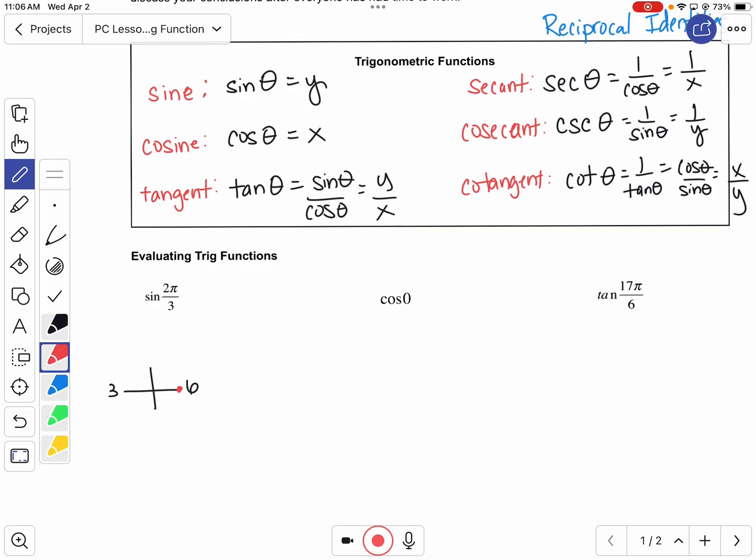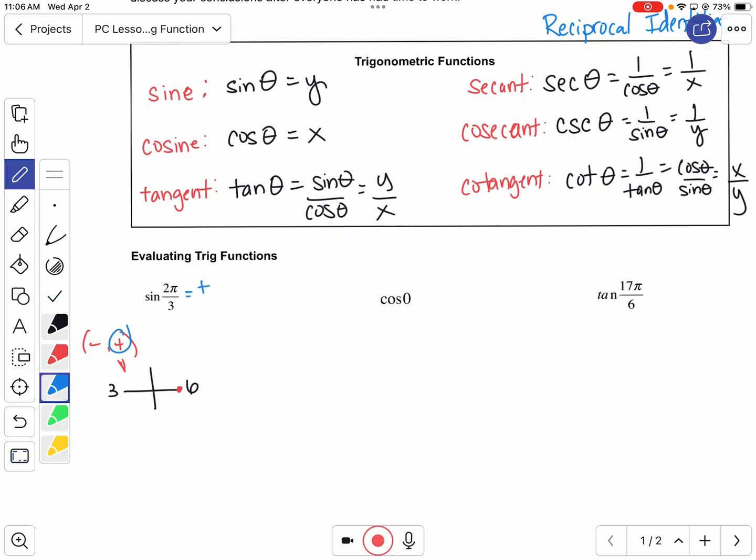Which quadrant are we going to land in for 2 pi over 3? The second one, okay? In that quadrant, and this is the important part, is my ordered pair positive or negative? What are the signs of my ordered pair? Negative, positive, okay? And that's what I do. Now, I'm doing sine, so which one of the coordinates do I want? I want the y. So my answer is going to be positive.